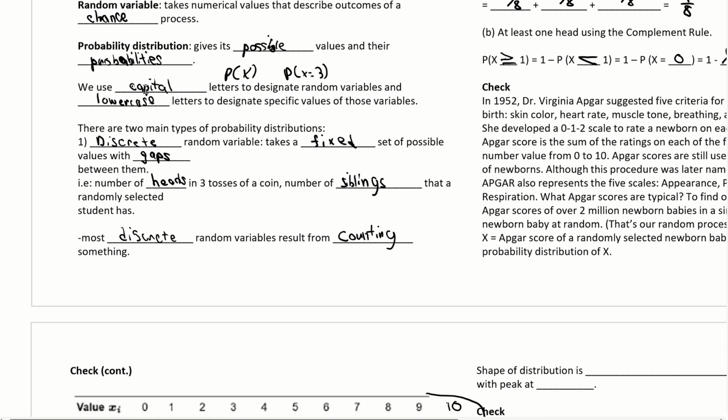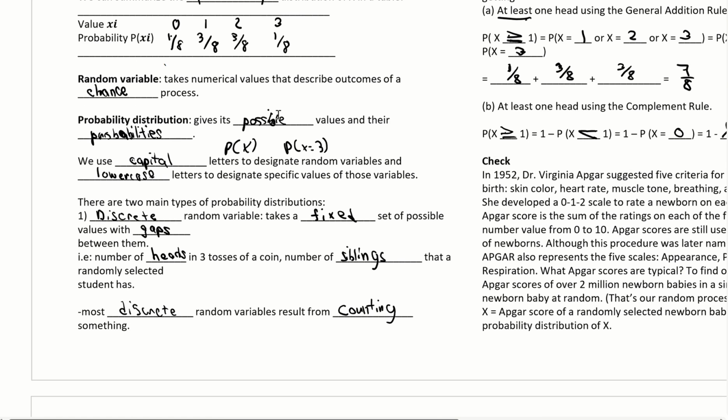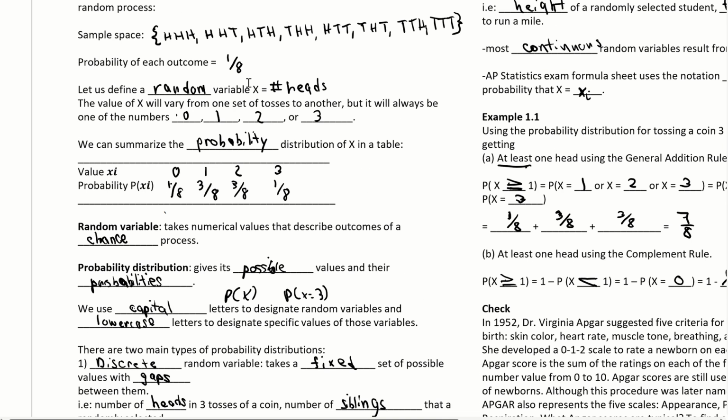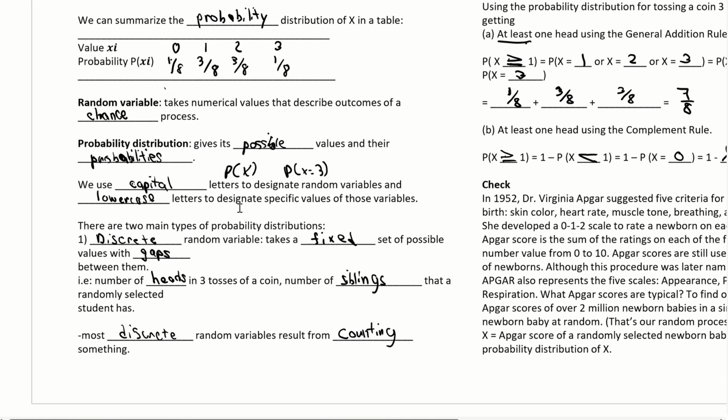We use capital letters to designate the random variable. So here, this is a capital X. But when we're saying a specific value of the variable, we use a lowercase x. If you notice that right there.